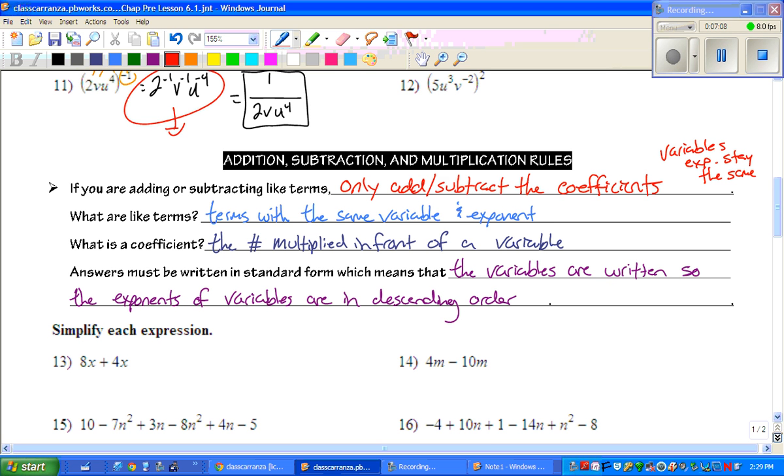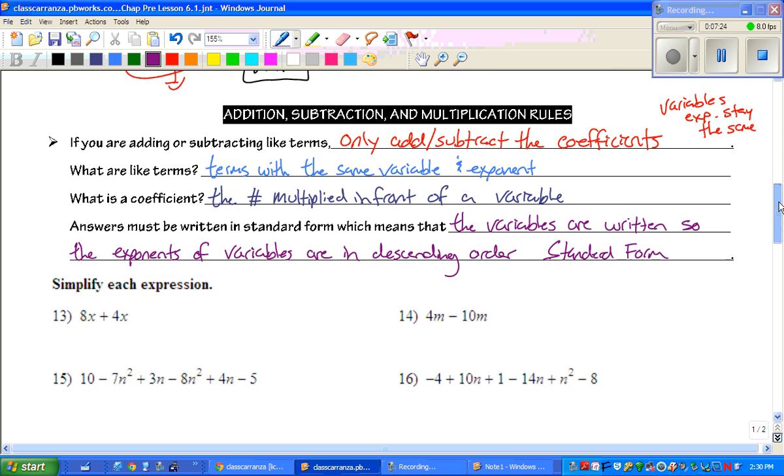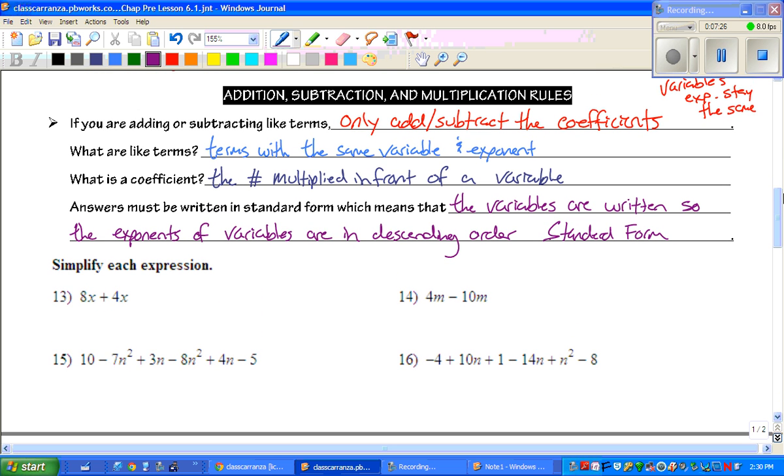And we have to make sure that the exponents of the variables are in descending order. And that's actually called standard form. Okay, so this is all a review. Now, simplify each expression. So I'm going to add the coefficients, which is the 8 and the 4. 8 plus 4 gives me 12, and it's just 12x.